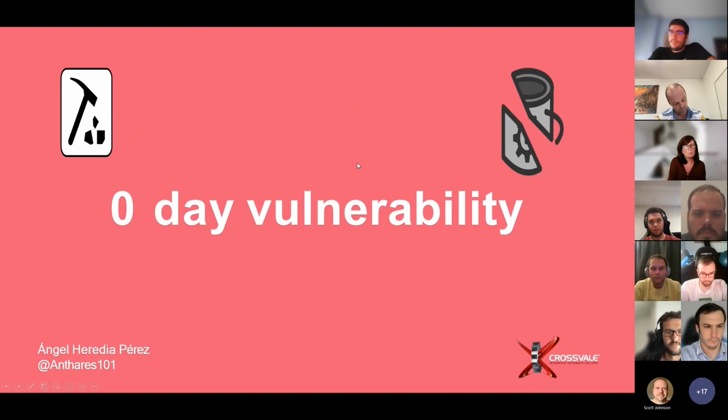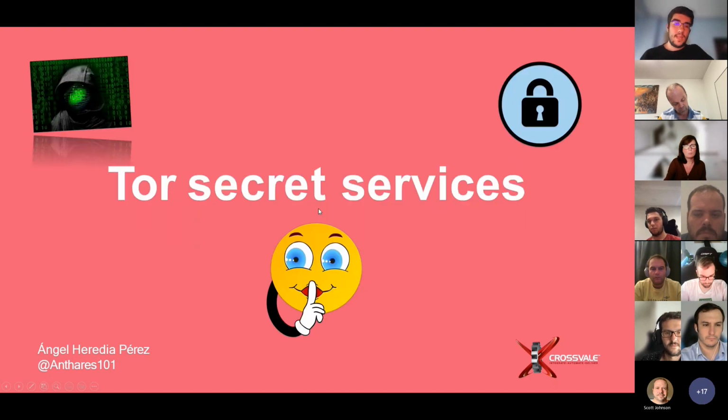Lastly, the zero-day vulnerabilities. Obviously, like any program out there, Tor has and will have zero-day vulnerabilities that can be used to de-anonymize users easily. Okay, so what about the Tor secret services, the dark websites? How do they work? The idea is to have a service that can be reached by users, but keeping both the service and the users anonymous.